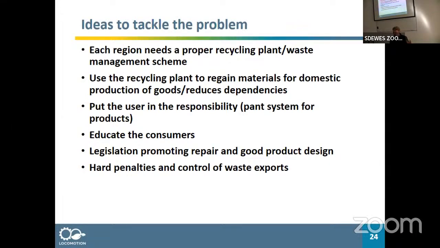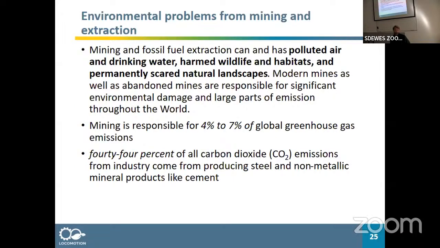We have to educate the consumer, obviously, and legislation in promoting product repair and good product design, and hard penalties for export of waste. Because this is still happening. We declare something as second-hand use, but it's not functional, and it ends up in other countries and gets recycled in not good ways. So what are the environmental problems for mining and extraction?